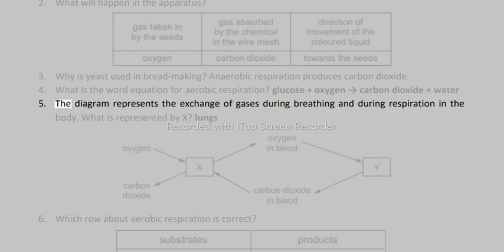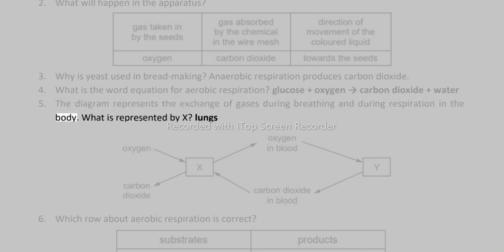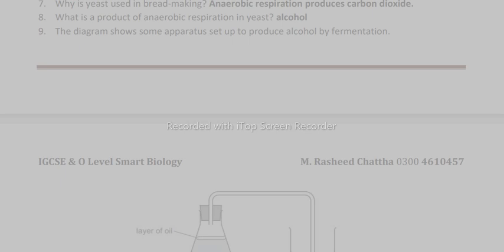5. The diagram represents the exchange of gases during breathing and during respiration in the body. What is represented by X? Lungs. 6. Which row about aerobic respiration is correct? 7. Why is yeast used in bread making? Anaerobic respiration produces carbon dioxide. 8. What is a product of anaerobic respiration in yeast? Alcohol. 9. The diagram shows some apparatus set up to produce alcohol by fermentation.